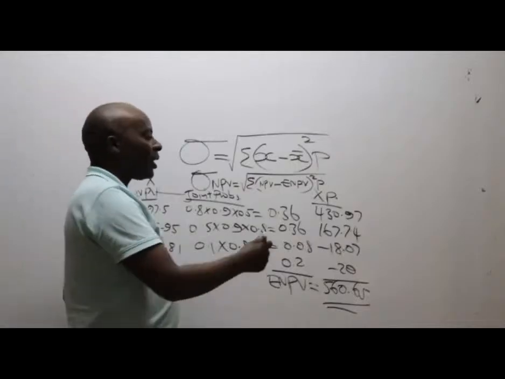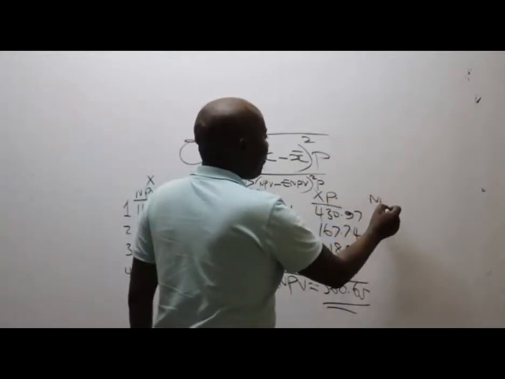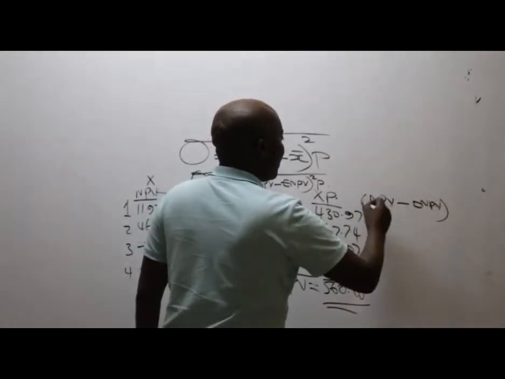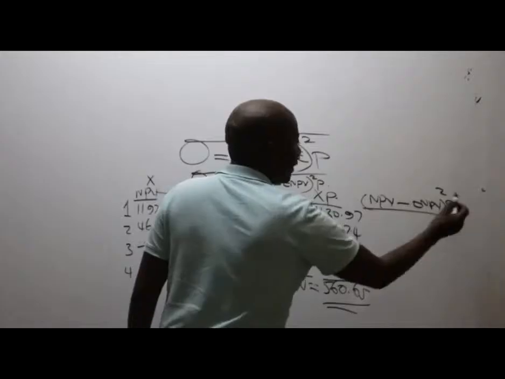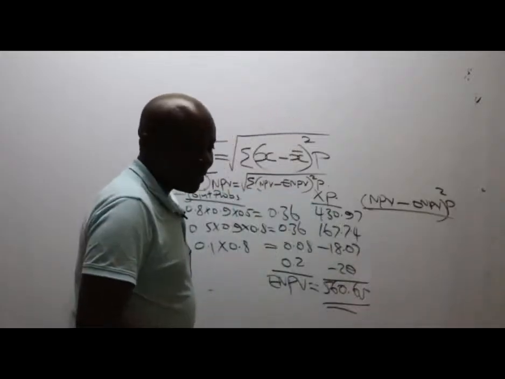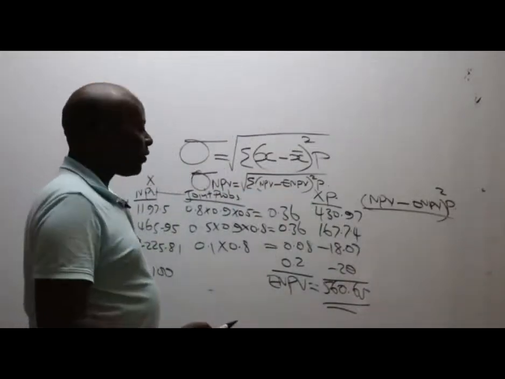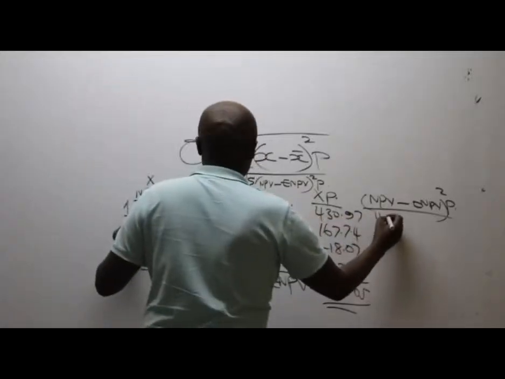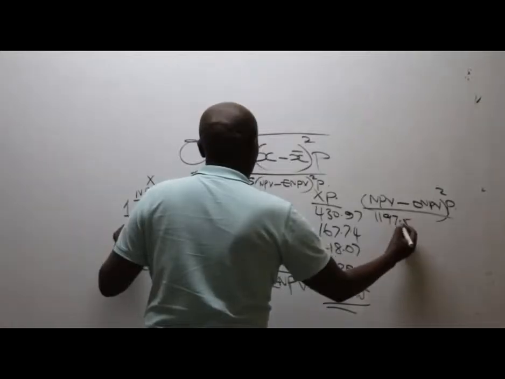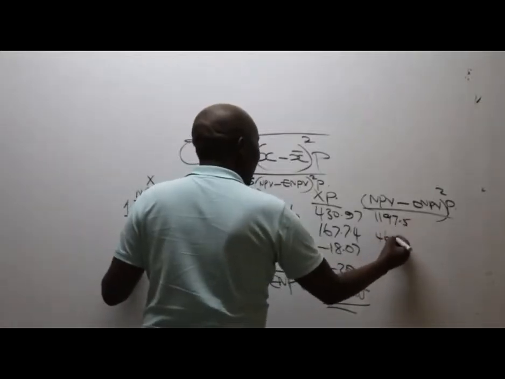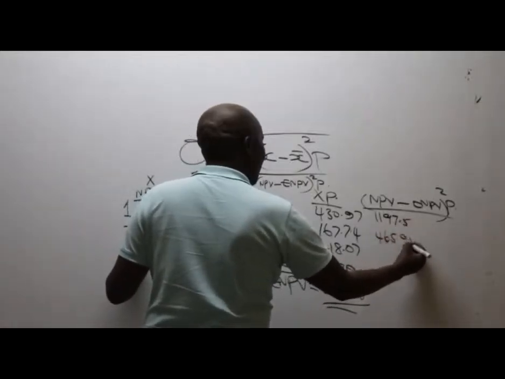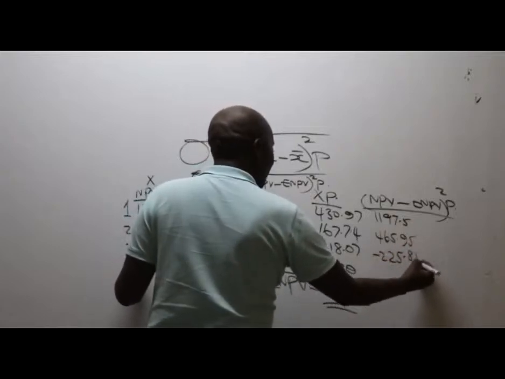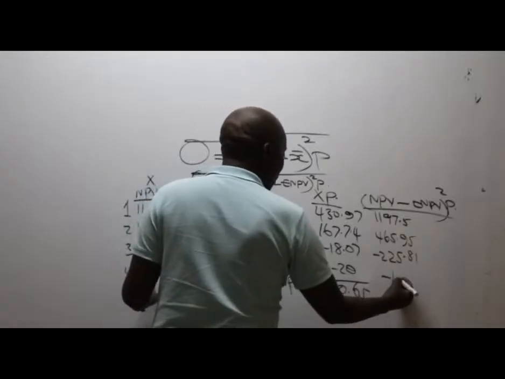So then create a column here of NPV minus expected NPV squared times probability. We start with the NPVs. They are here, I'm simply copying them down: 1197.5, 465.95, 225.81, and minus 100.